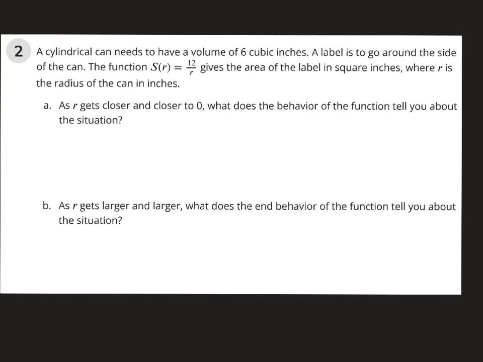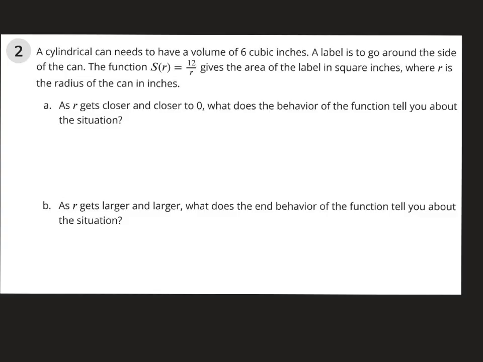All right, let's read this problem carefully. A cylindrical can needs to have a volume of 6 cubic inches, so the volume is fixed. The label is to go around the side of the can. The function S of R gives the area of the label in square inches. Okay, so this is not volume, so this is not fixed. Where R is the radius of the can in inches.